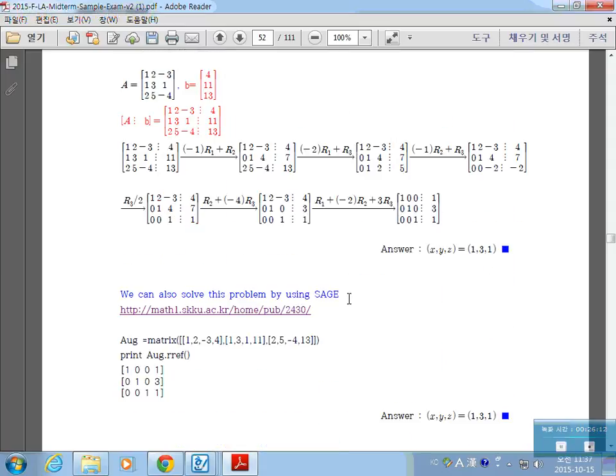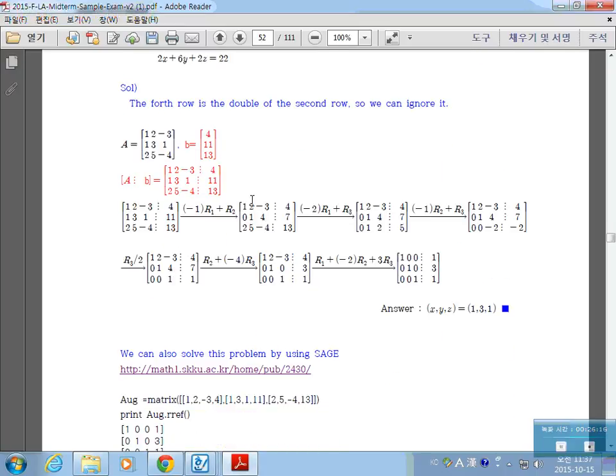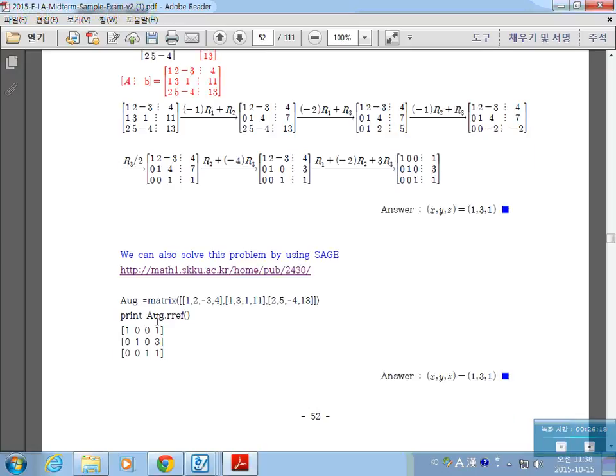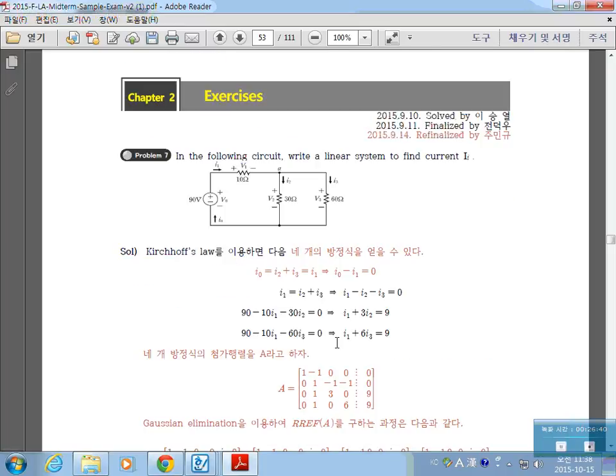Okay, and now solve the system by Gaussian elimination, and you can find the RREF form of the augmented matrix. Then clearly this says x equals 1, y equals 3, z equals 1. You can do it easily. And also, with this code, even though you have a very large size augmented matrix, you can easily find the solution of it, if it does exist.